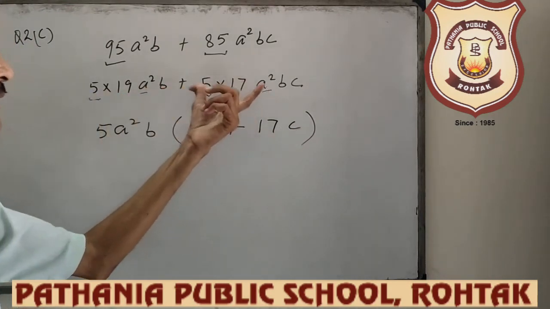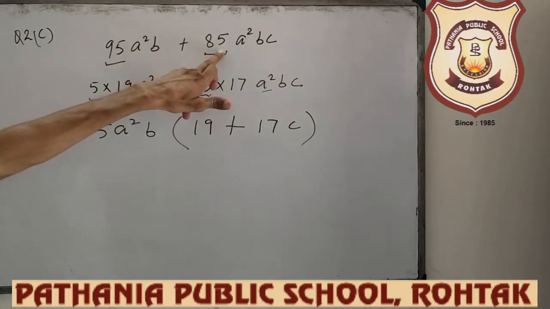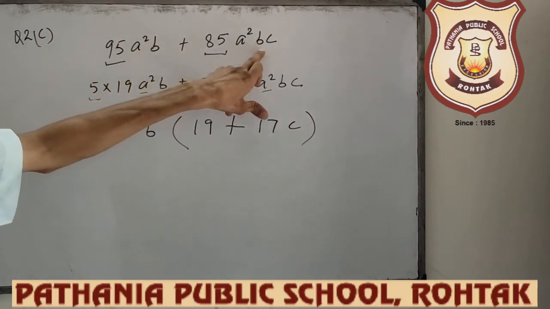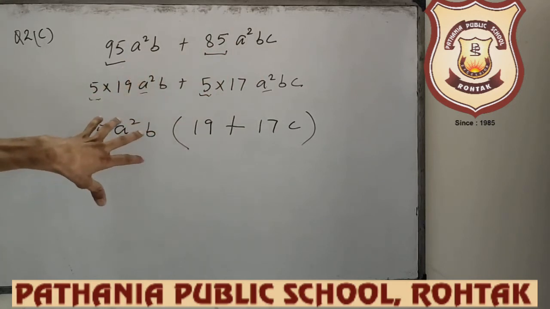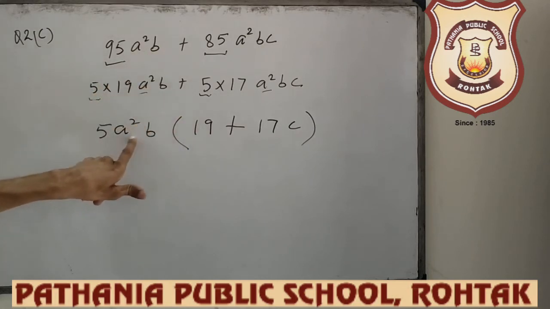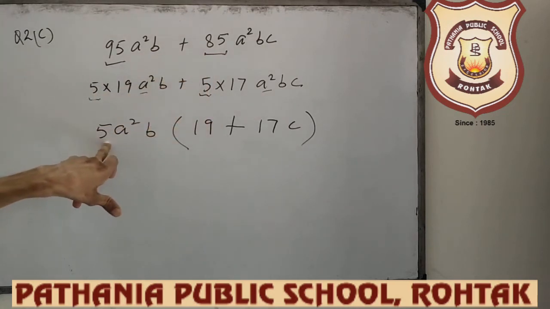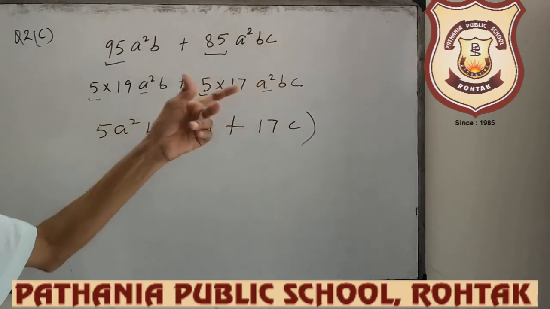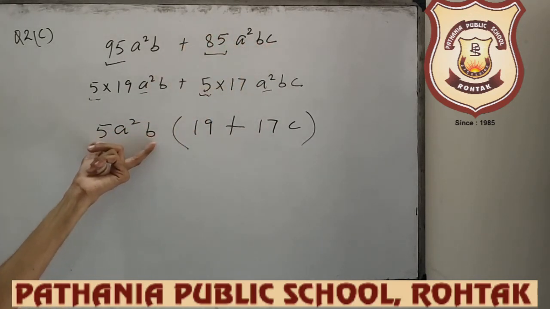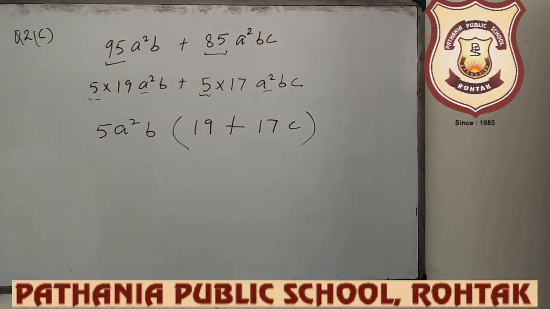Beta, or we can write directly, because 95 and 85 both are divisible by 5. So both will be divisible by 5, and also by a square and b, a square b is outside. 5 times 19 is 95, a square b common means right outside, and out of 85, 5 is out, 17c is left. In other words, when we divide this term by 5a square b, we get 17c. So this is the common way.